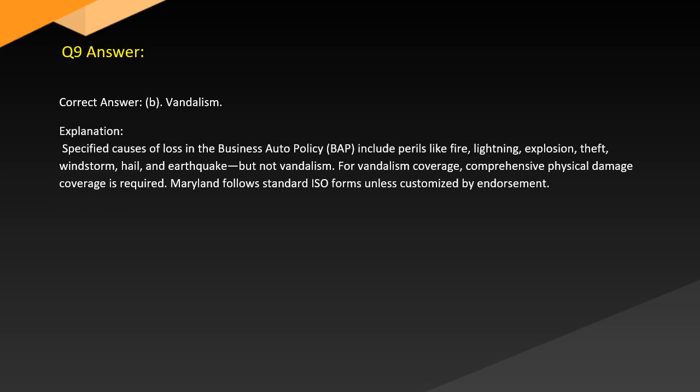Answer. Correct answer: B. Vandalism. Explanation. Specified causes of loss in the business auto policy (BAP) include perils like fire, lightning, explosion, theft, windstorm, hail, and earthquake, but not vandalism. For vandalism coverage, comprehensive physical damage coverage is required. Maryland follows standard ISO forms unless customized by endorsement.